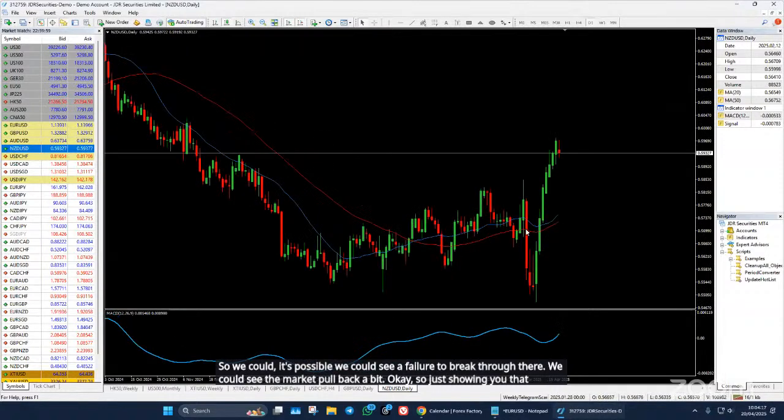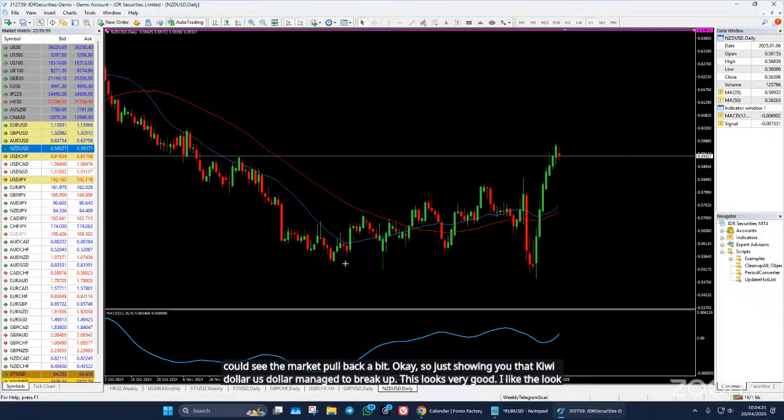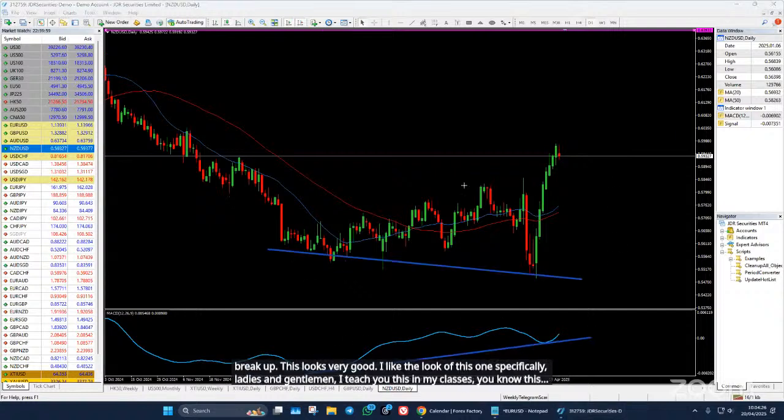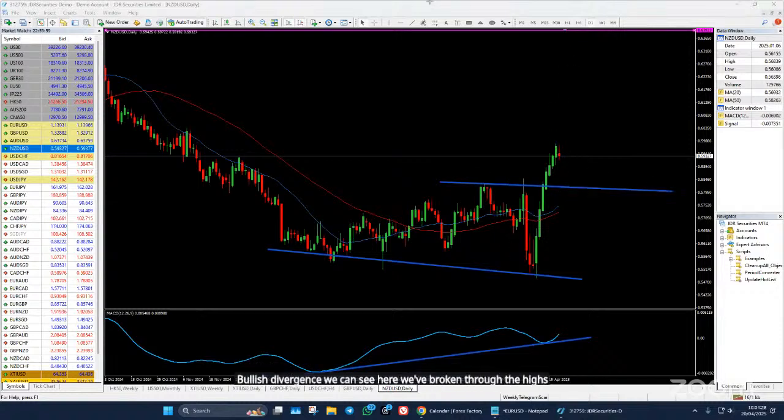Kiwi dollar, US dollar managed to break up. This looks very good. I like the look of this one specifically. Ladies and gentlemen, I teach you this in my classes. You know this stuff. Bullish divergence. We can see here we've broken through the highs. So we can see that there's much more bullish momentum than bearish momentum.